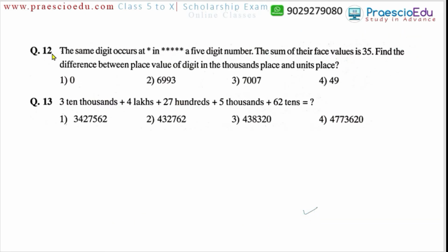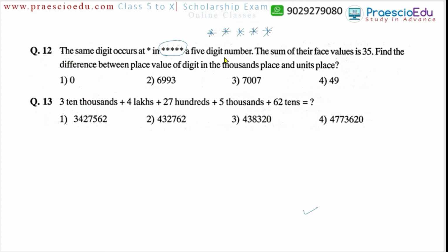Now question 12. The same digit occurs at the star. Here some number is mentioned with star markings. The number is not given, but the star marking is there. It means the units, then tens, hundreds, thousands, and 10,000. So I just write down the same number here: star, star, star, star, star, a 5 star number, meaning 1 2 3 4 5, units, tens, hundreds, thousands, and 10,000.